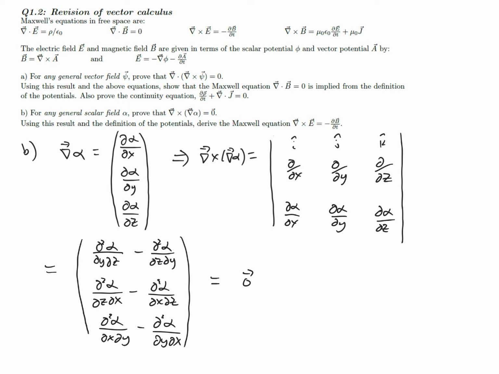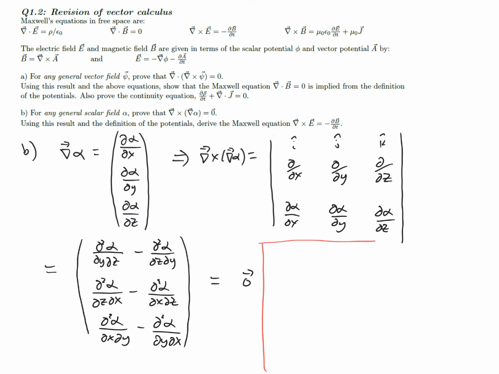Okay, good. We're asked in the second part of the question to use this result and the definition of the potentials to derive the Maxwell equation that the curl of the electric field is equal to minus dB by dt. That is known as Faraday's law. So where are we going to get that from? Let's see if I can just squash that in this bottom corner here.